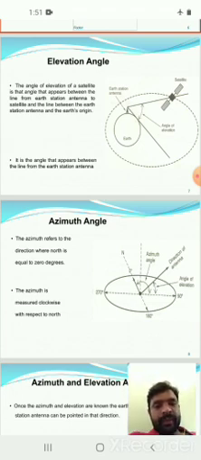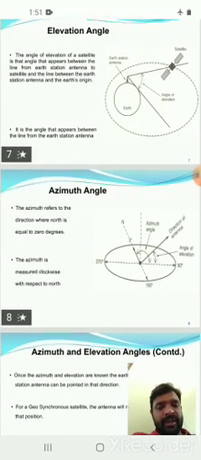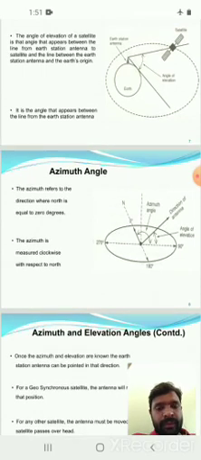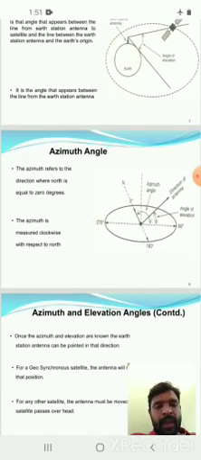So the elevation angle is the horizontal angle from earth station to satellite. The angle that appears between the line from the earth station antenna to the satellite.